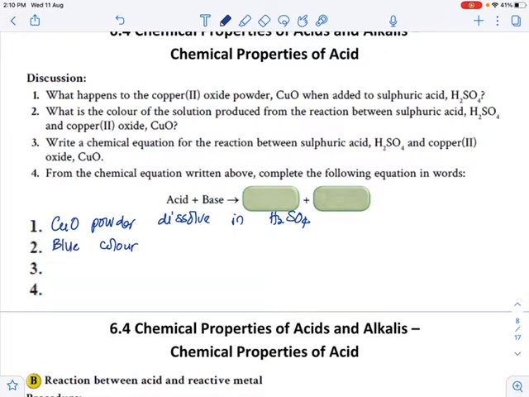Write a chemical equation for the reaction between sulfuric acid and copper(II) oxide. Copper(II) oxide reacts with sulfuric acid to form copper(II) sulfate and water. And number 4, from the chemical equation written above, complete the following equation in words. Acid reacts with base to form salt and water.